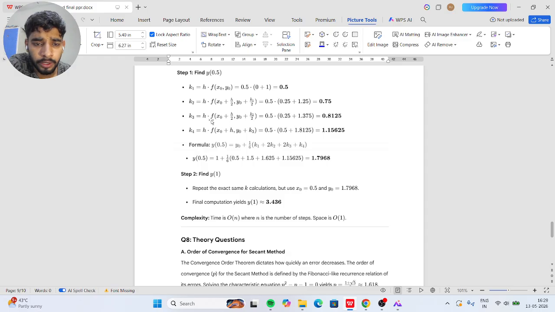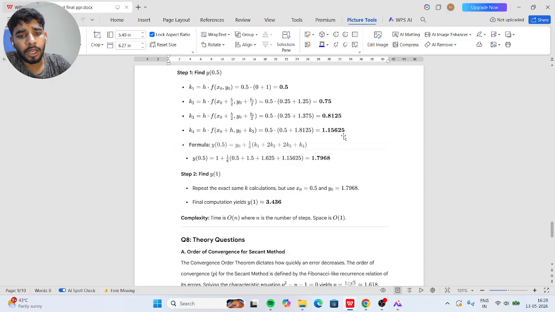Similarly, for K3, K1 changes to K2 and we use K2 instead of K1, and by doing similarly we will get another value of 0.8125. Now for K4, also apply the formula and use the value of K3, and solving that we will get the value of K4, which is 1.15625.